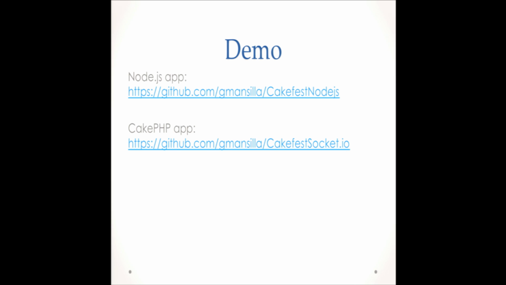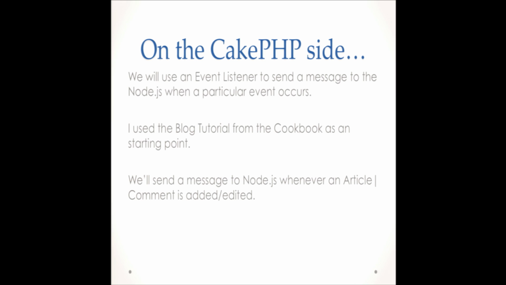So on the CakePHP side, what I wanted to do, right? I just grabbed the blog tutorial that we have in the docs, and I just added an event listener. So every time a comment is added to an article, or every time an article is added, this event will be triggered, and we will send a request to Node.js with the data that I want to send to the client. Pretty simple.